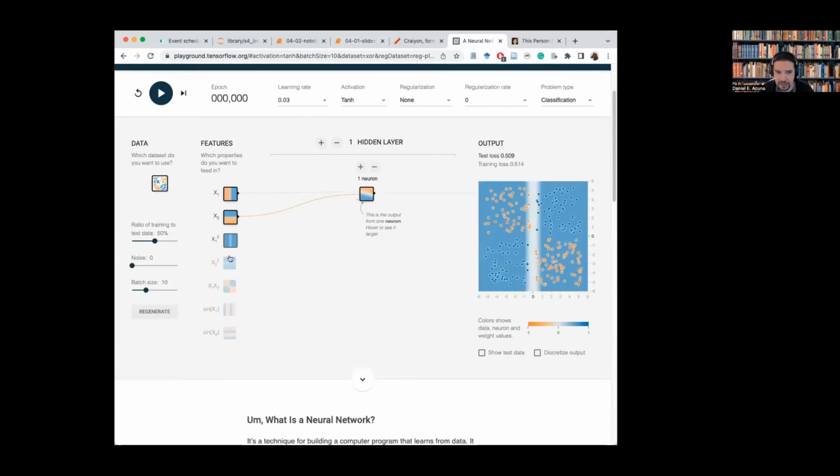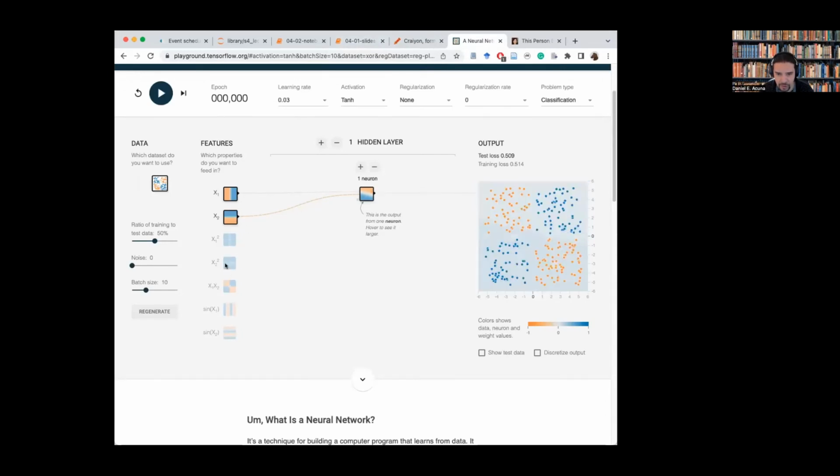And click here, which is one neuron. With only one neuron, what are the features that you need to click so that you classify this perfectly? Okay, so I'm going to type that. What features do you need to pick to classify perfectly with only one layer and one neuron?